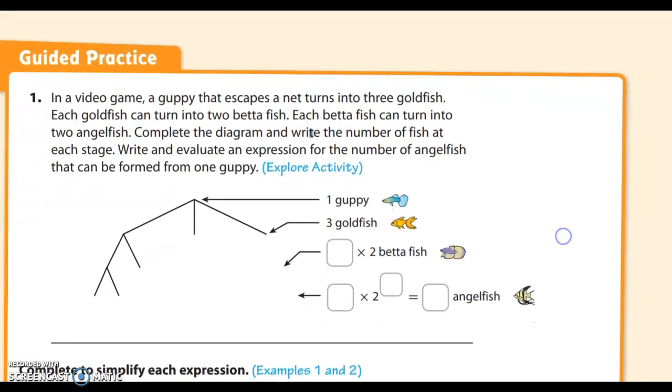We're on the guided practice from lesson 9.3. This is page 252. Number 1.